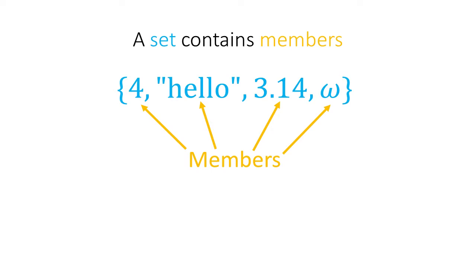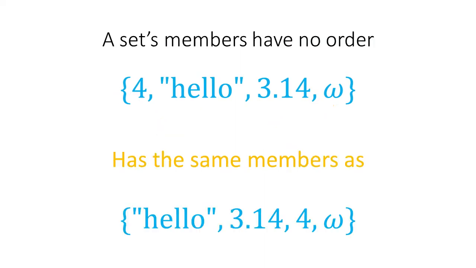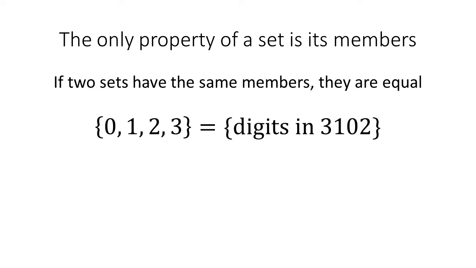So every set contains some elements. For instance, this contains 4, hello, 3.14, and the Greek symbol omega. The order that the members of a set appear doesn't bear any relevance. So {4, hello, 3.14, omega} has exactly the same members as {hello, 3.14, 4, omega}. The only property that a set has is its members.